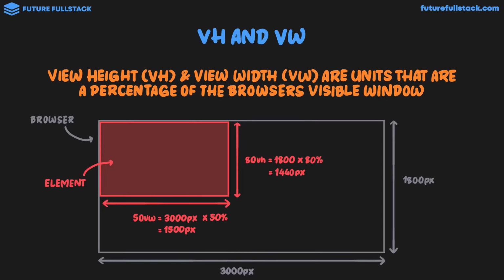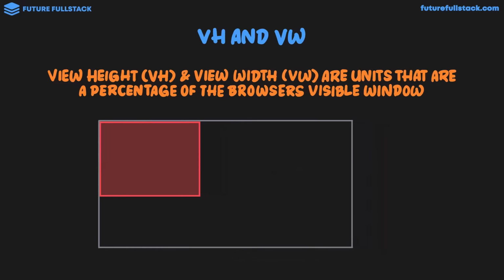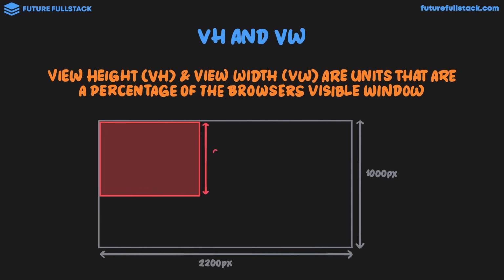Now, of course, the browser can change in both width and height. As a user, you can always go and change the dimensions of your browser. So let's say we now reduced our browser in both width and height. The browser now has a height of 1000 pixels and a width of 2200 pixels. The element's height was defined as 80 VH, which is now 1000 pixels times 80%, which would be 800 pixels. For the width, we defined it as 50 VW, which would now be 2200 pixels times 50%, which equals 1100 pixels. So you can see that as we change the width and height of our browser, the element is changing based on the VH and VW values.